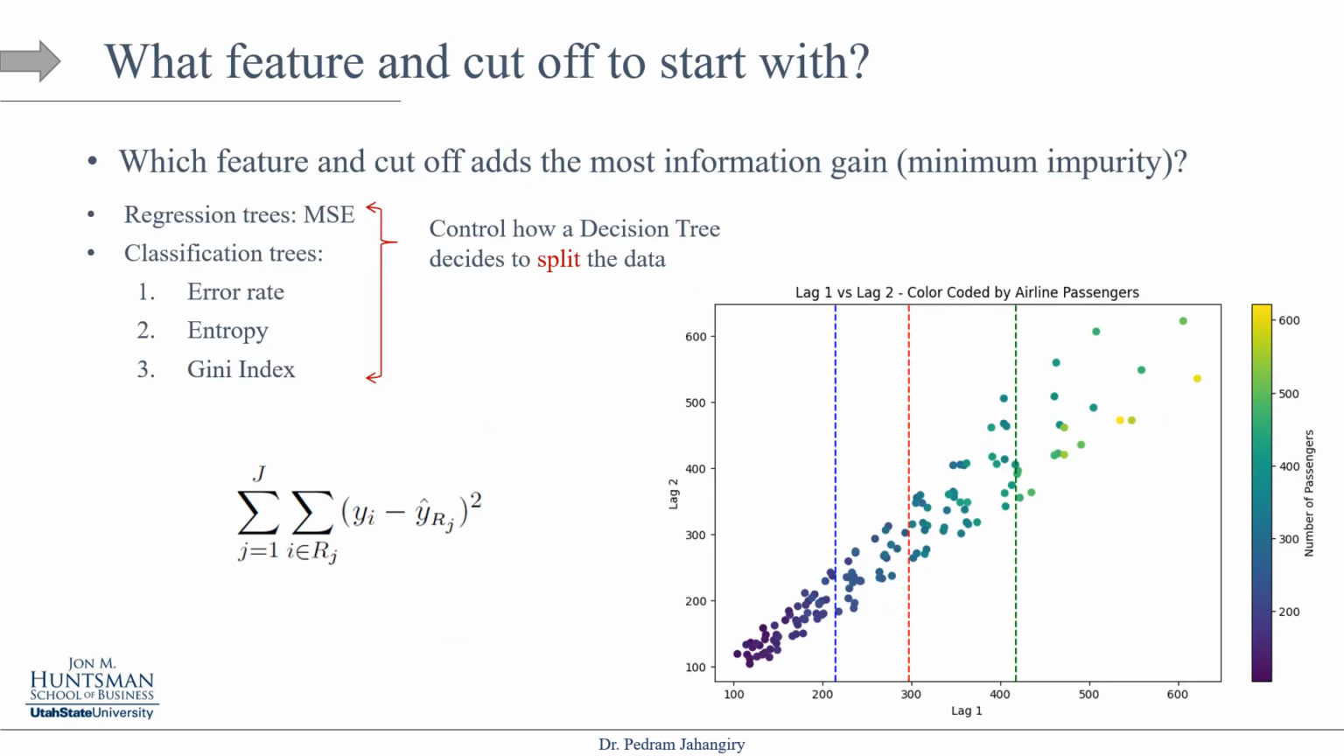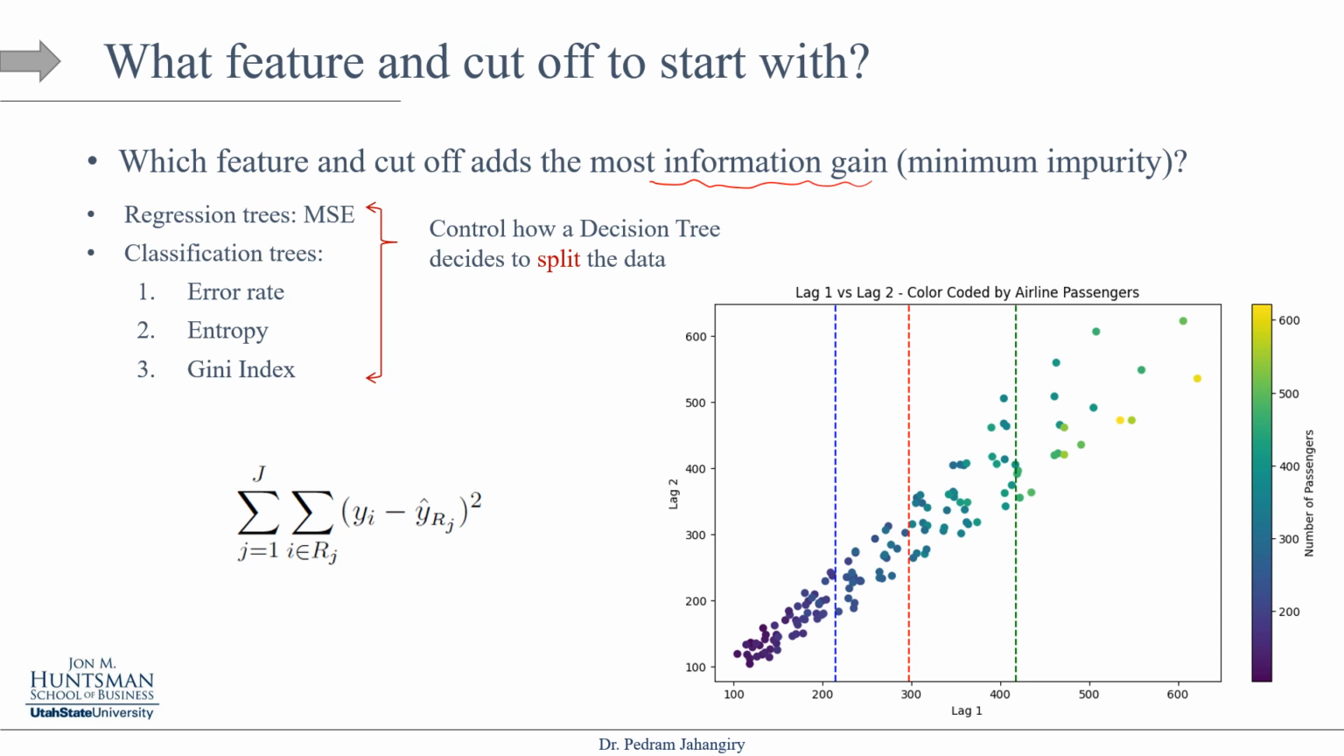Now, with that simple example in mind, let's go over the 4 fundamental questions that we raised at the beginning of this lecture. So I'm going to start with this one: what features to start with and where to put the cutoff, right? So in order to answer that question, we need to see what features and cutoff are going to add the most information gain. So what do I mean by that? This means which one, for a regression task, is going to reduce your cost function the most, right?